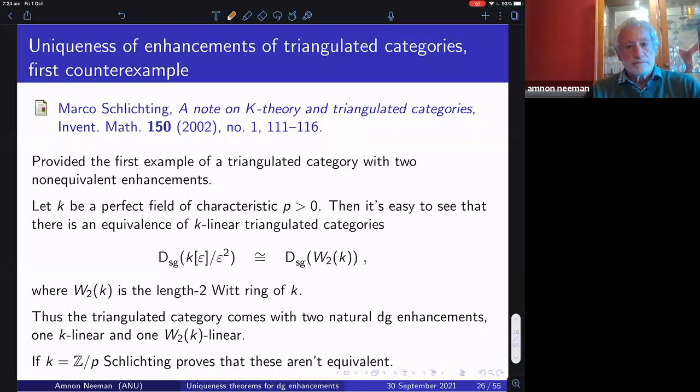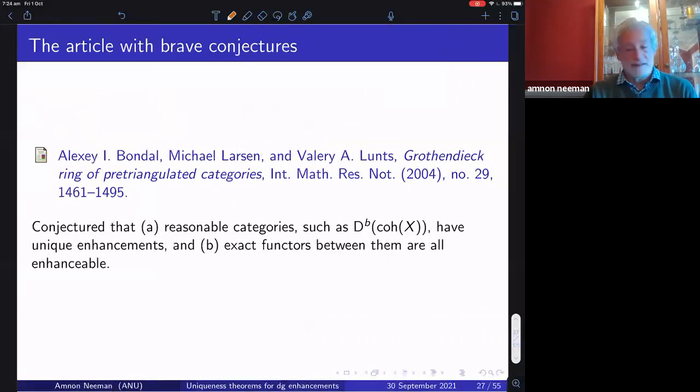So, in the light of all of this, the next paper looks very brave. So in this paper by Bondal, Larsen, and Lunts in 2004, they conjecture that under reasonable conditions, categories have unique enhancements and exact functors between them are all enhanceable. So, I mean, in view of all the counterexamples we've seen, this is a remarkable conjecture.